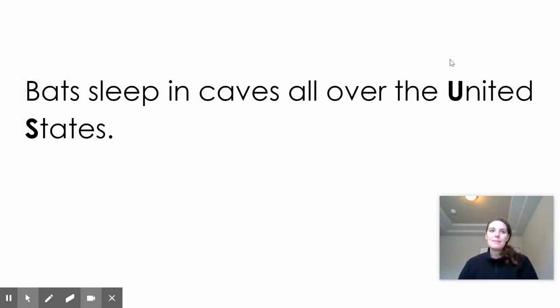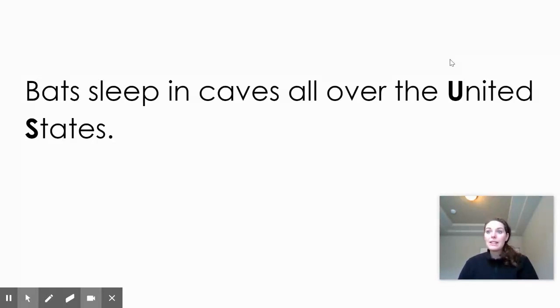Here's another sentence. Bats sleep in caves all over the United States. And I can see that the U and the S in United States is capitalized because it is a proper noun. We are talking about a specific country, the United States. So it is a proper noun and must be capitalized.